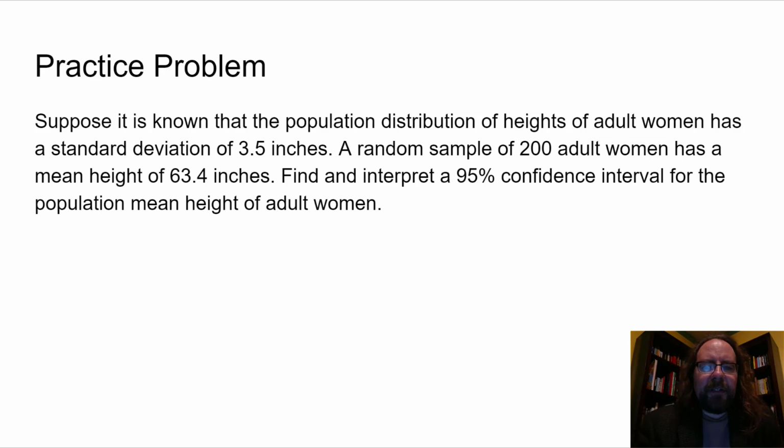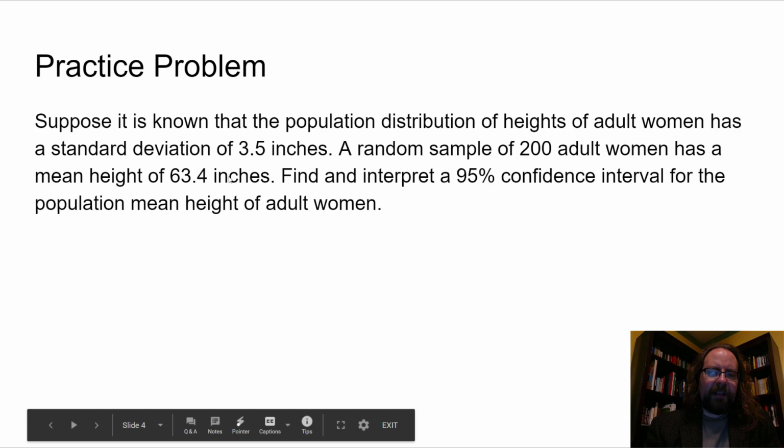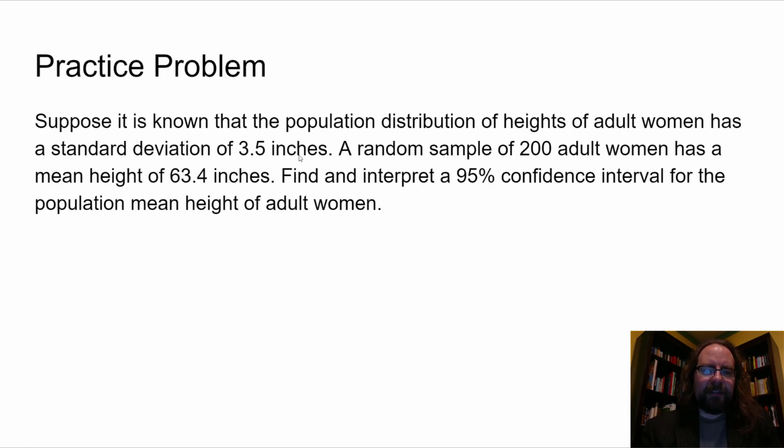Suppose it is known that the population distribution of heights of adult women has a standard deviation of 3.5 inches. A random sample of 200 adult women has a mean height of 63.4 inches. Find and interpret a 95% confidence interval for the population mean height of adult women. So you can see here that we're saying that we somehow know the population standard deviation is 3.5 inches, even though we don't necessarily know the population mean.